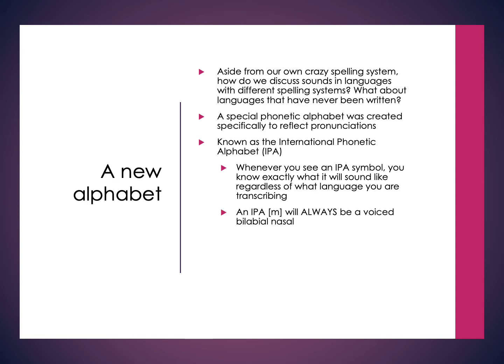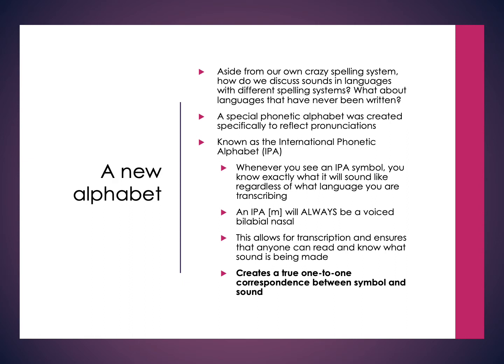So an IPA symbol that looks like our lowercase m will always be a voiced bilabial nasal. So our sound is a voiced bilabial nasal. It corresponds to our spelling in this particular case, but not all of the sounds are going to do that. And what this gives us is a one-for-one correspondence where we're able to transcribe and ensure that anyone that's familiar with the IPA can then know exactly what sound is being made, what sound is being represented, regardless of the language system, regardless of if it has a writing system or if it doesn't, because we have that one-for-one correspondence between a symbol and a sound. So we don't call these letters because it's not part of a spelling system. These are all different symbols that are representing specific sounds that are possible in human language.